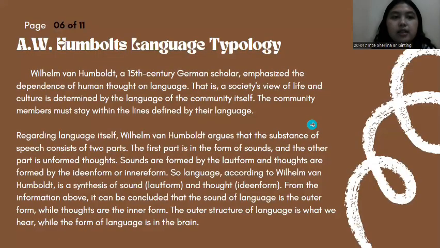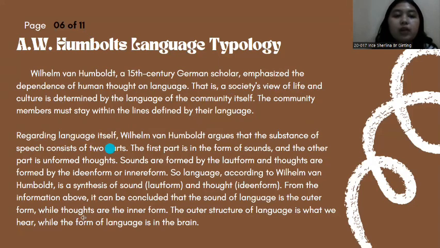And the next is A. W. Humboldt's language typology. Wilhelm von Humboldt, a 19th century German scholar, emphasized the dependence of human thought on language. That is, a society's view of life and culture is determined by the language of the community itself. The community members must stay within the lines defined by their language.